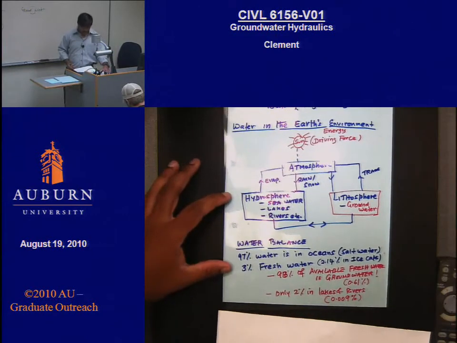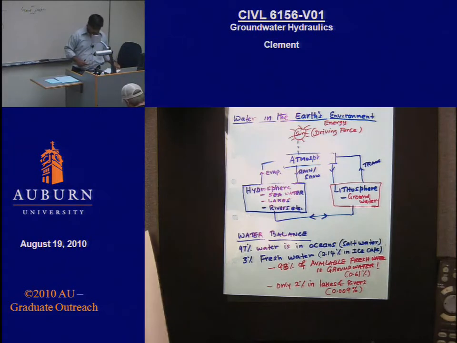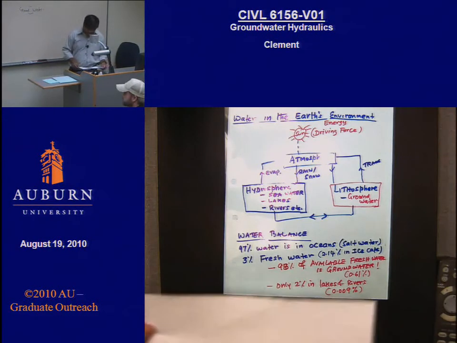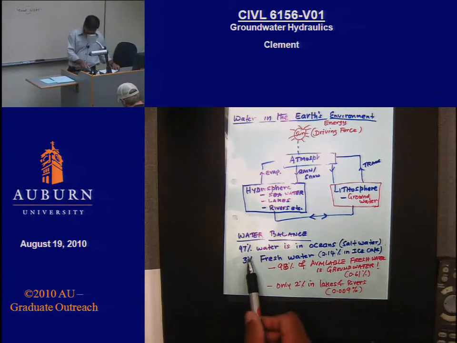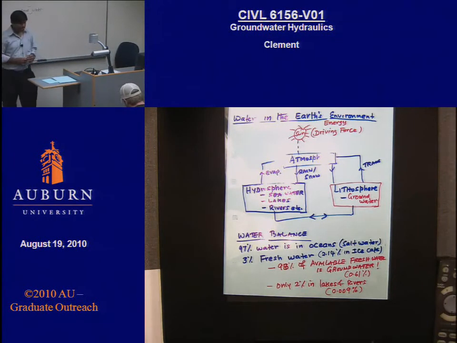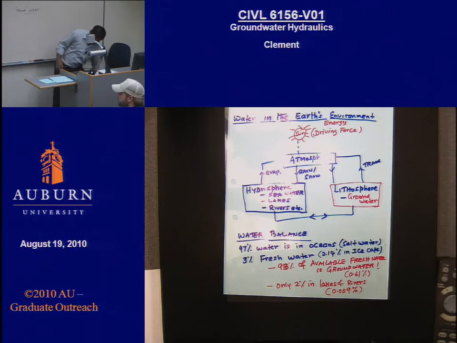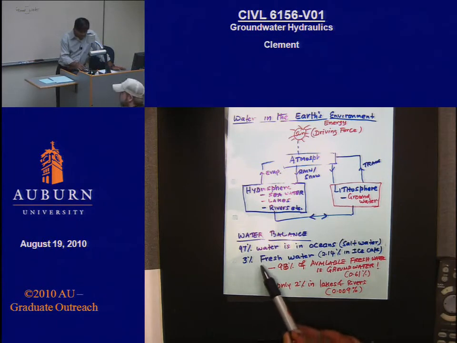Okay, so if you look at the water balance over the entire world, groundwater is an important resource because about 97% of the water is in the ocean. So it's all salty. It's useless. Well, it's useful, but we can't drink it, essentially, unless we spend a lot of money on desalination and things like that. So about 3% of the water is fresh water.